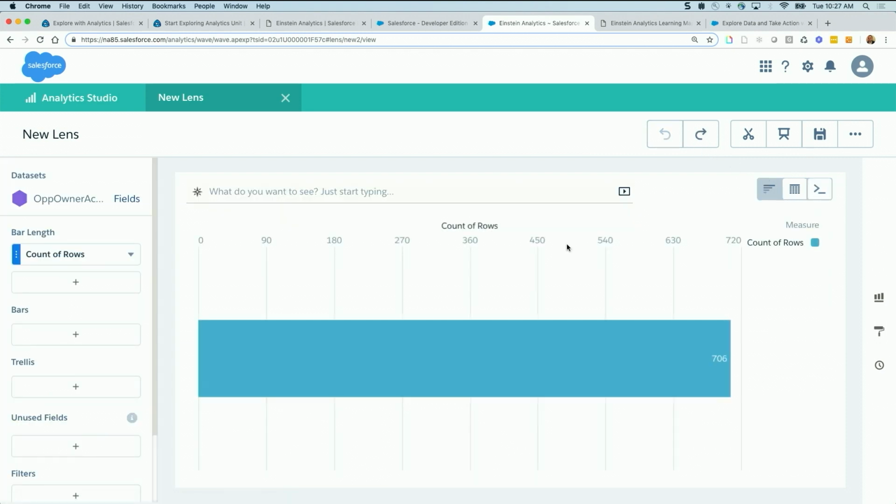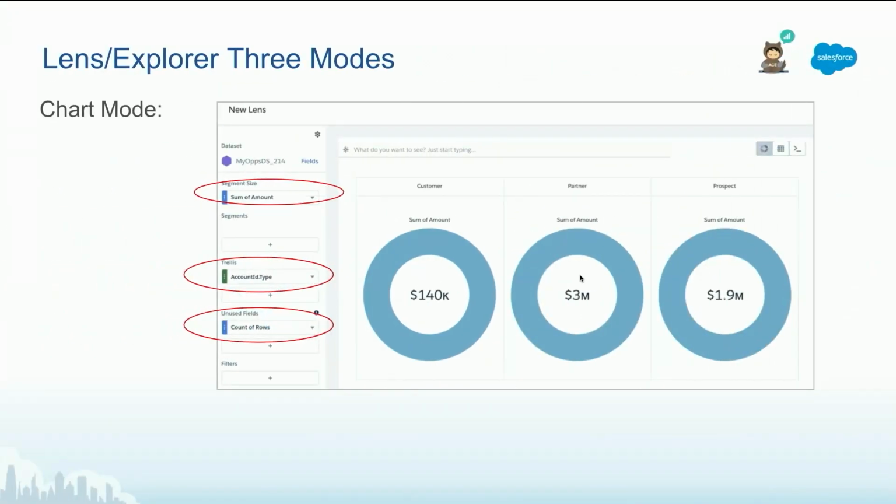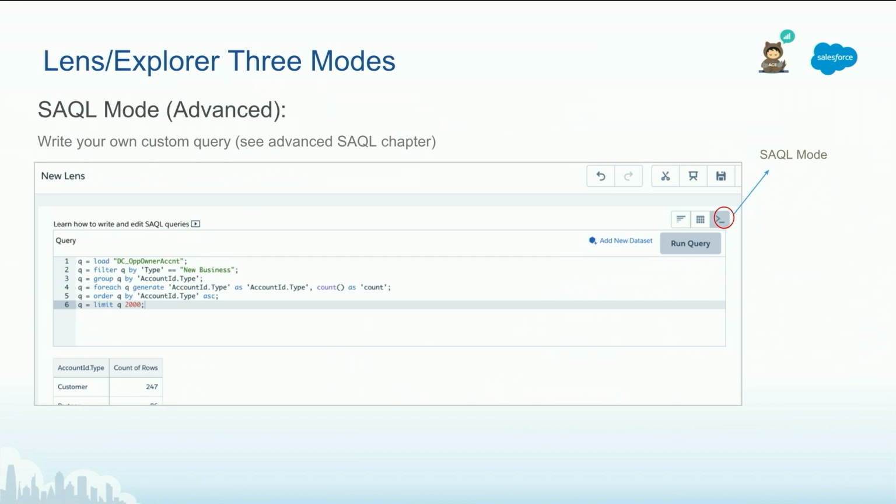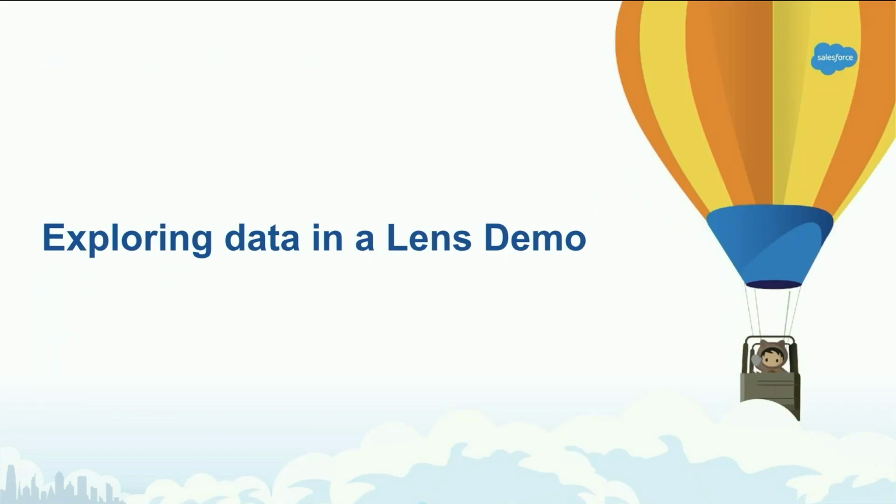This covers pretty much the lens exploration. Now, you can always explore the data here, get to your chart, clip it maybe to a dashboard. But we also have the other recommended approach to create things within the dashboard, and we will see this in our next chapters. I'm going back to the slides. Just to recap, we did the chart mode, the table mode, and the SAQL advanced mode. And that was pretty much the demo, exploring data.